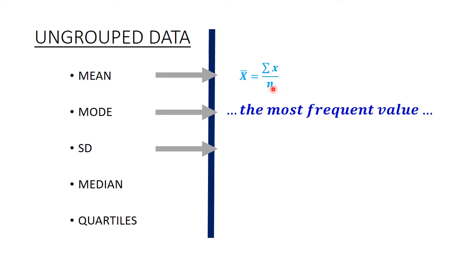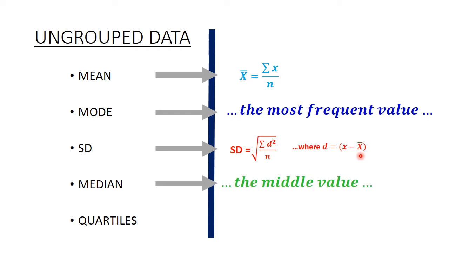When we talk about standard deviation, the formula is sum of d squared divided by n, and d is x minus x bar. That means the values that have been given minus the arithmetic mean that you just got. The median, we just look for the middle value. We don't use the median formula that we usually use for grouped data, because it's just a few observations. You can just arrange them and you get the middle value.